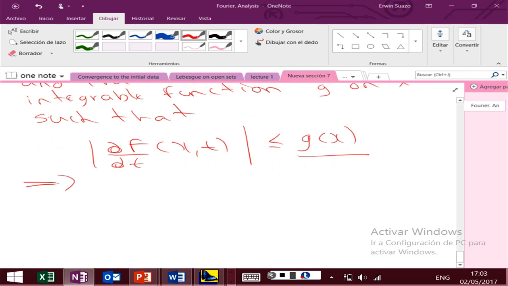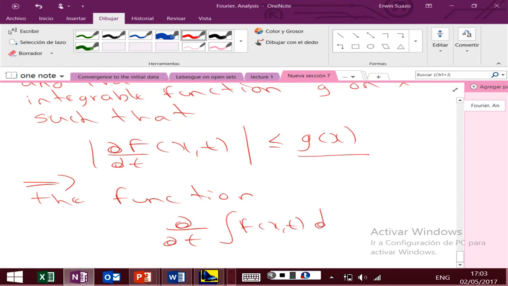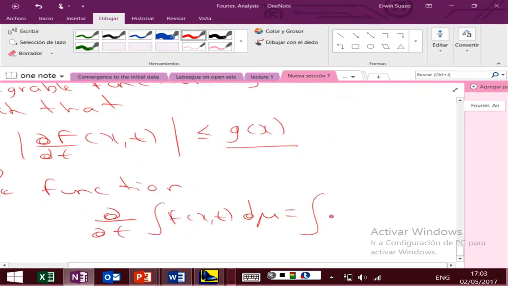Then, this is the conclusion: the derivative with respect to time of the integral of f of (x, t) d mu equals the integral of the derivative with respect to time of f of (x, t) d mu. That's the conclusion. We can interchange derivative with integral. That's basically the statement.